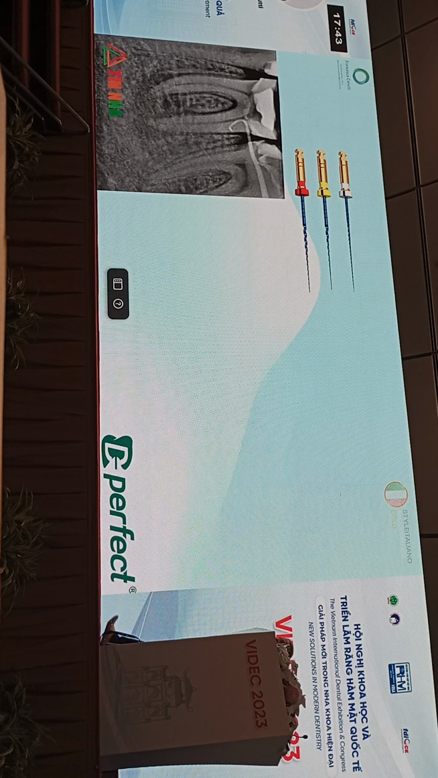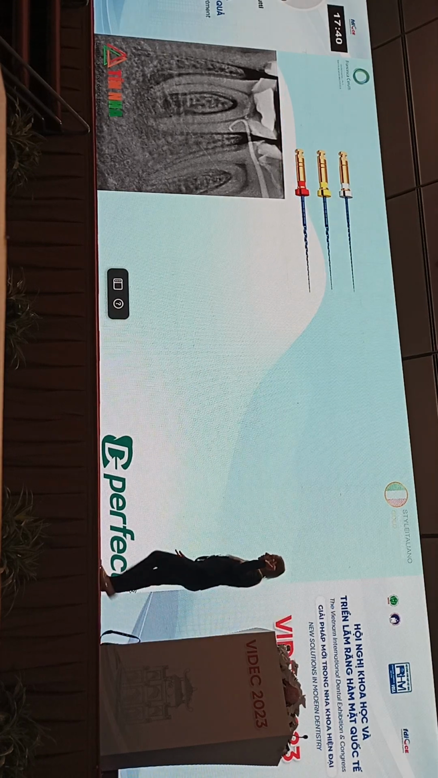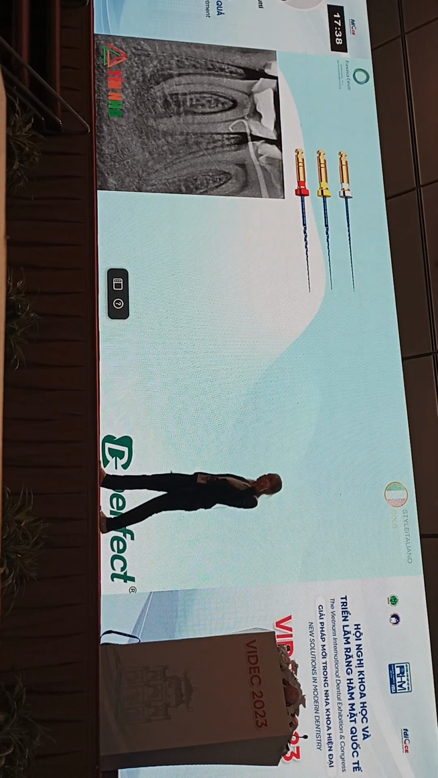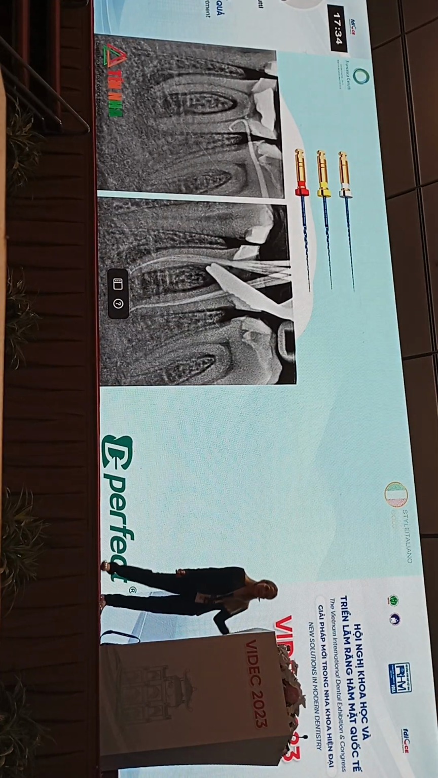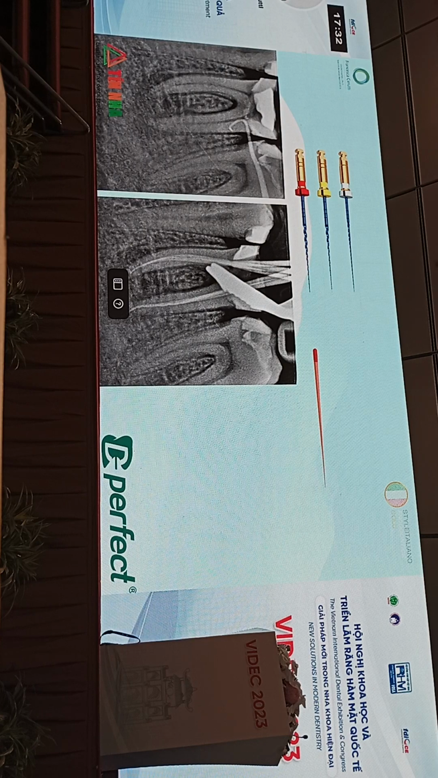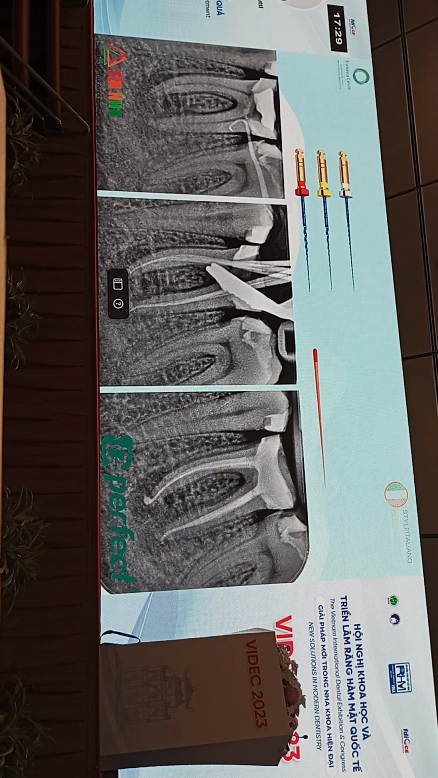This is no easy tooth. I need small tapered files because it's long and it's thin. So choose the file according to the clinical situation. And then I fill single cone and gutta percha, the easiest filling technique in the world.